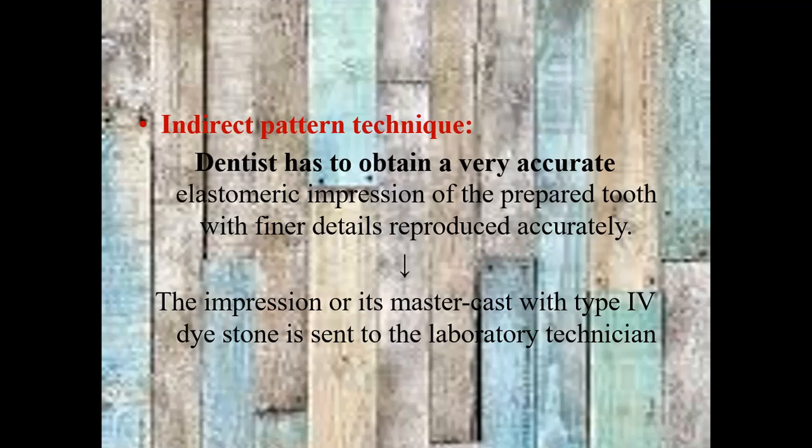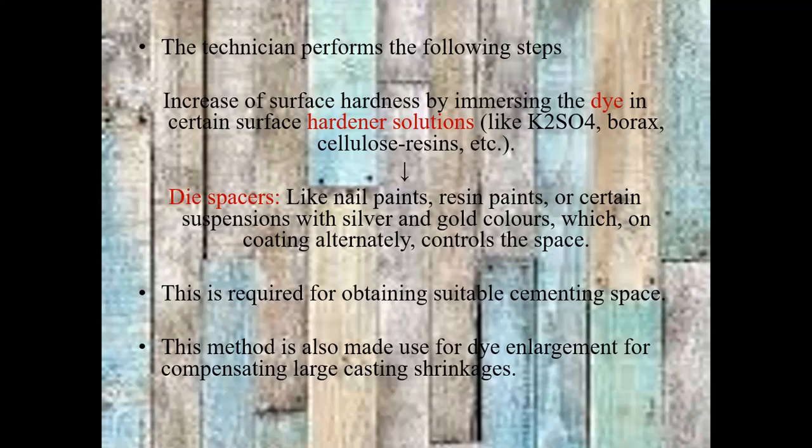If we are going for a direct technique, the dentist is performing even the wax pattern, and after preparation of the wax pattern, that wax pattern is removed and it is sent to the laboratory for the rest of the procedure. In case of an indirect technique, it is just impression making, and if possible a cast, but maybe the dentist will not even pour a cast. Okay, so still impression making is done by the dentist and the rest of the procedure is done in the indirect pattern by the technician. Now the technician performs the following steps.